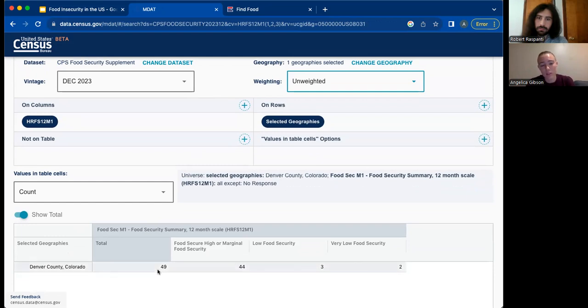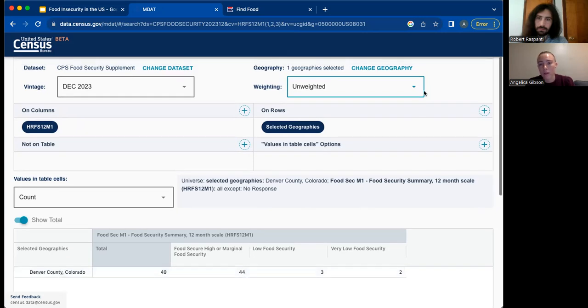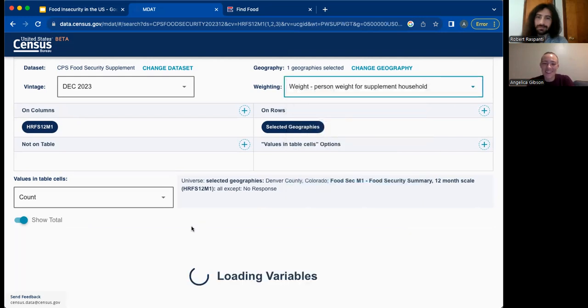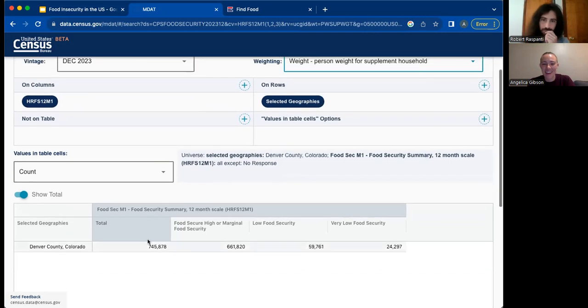So this means that 49 people in Denver answered the survey. Three of them had low food security, two of them had very low food security, and then 44 were food secure. And then all the fancy weighting and formulas, that's a whole complex calculation that I don't even understand, but I don't really need to. That's their job. But then that gets multiplied to reflect the population in Denver.